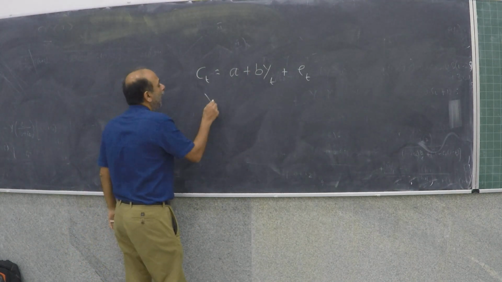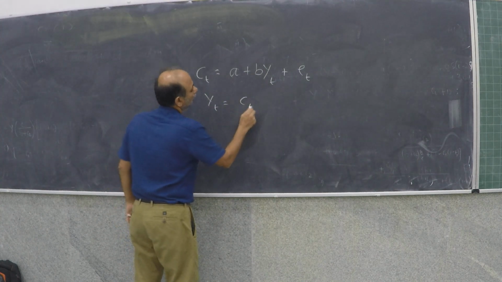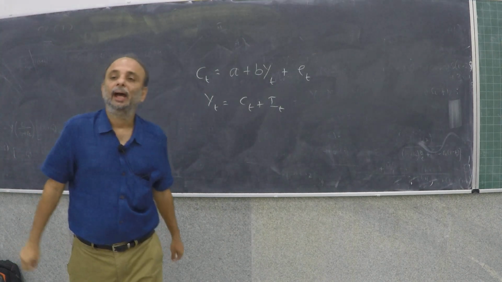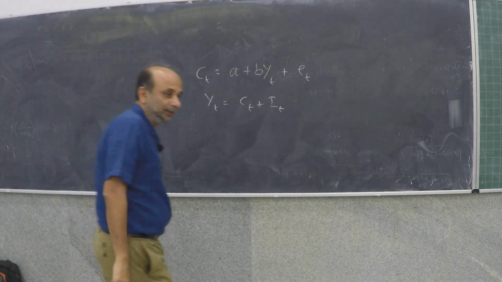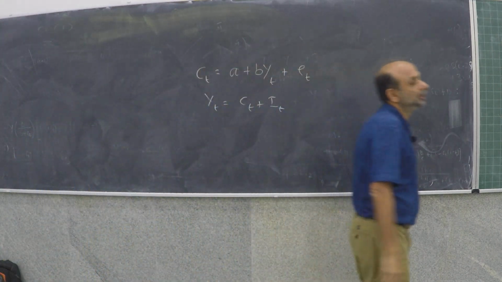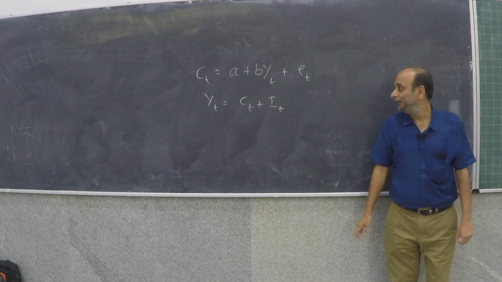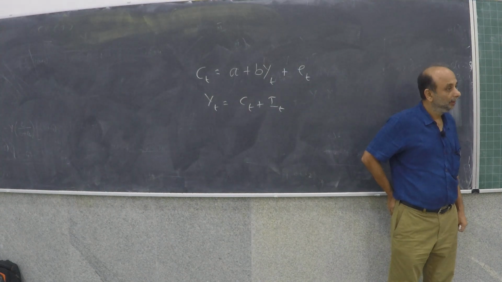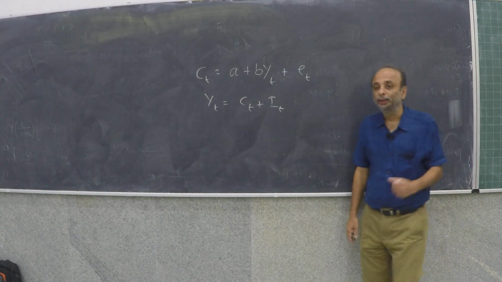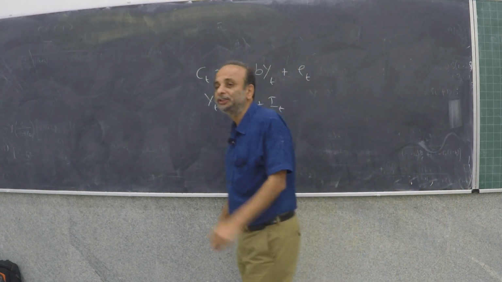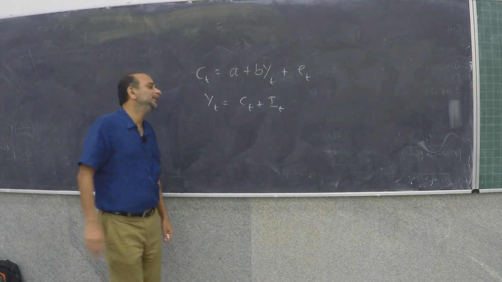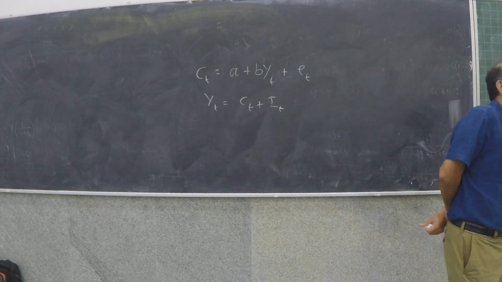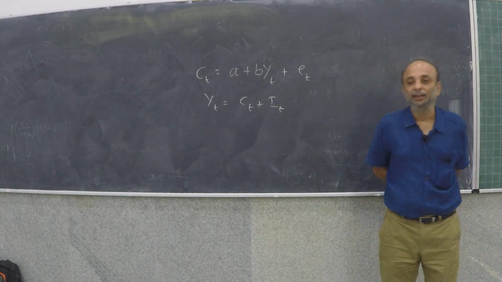We also have Y_t equal to C_t plus I_t, where C_t is the consumption expenditure and I_t is the investment expenditure. Now you see there are two things here. The variables C_t and Y_t are in a sense different from I_t. What is the difference between the variables C_t, Y_t and the variable I_t?